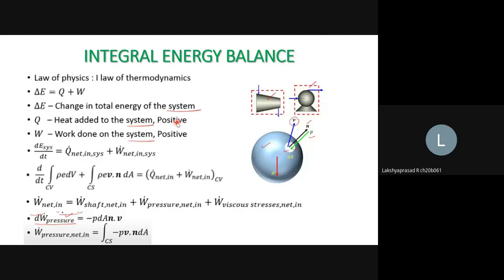Hello, so let's get started with the energy balance. First we'll start with the law of physics, which is the first law of thermodynamics in this case. It states that delta E is equal to Q plus W.